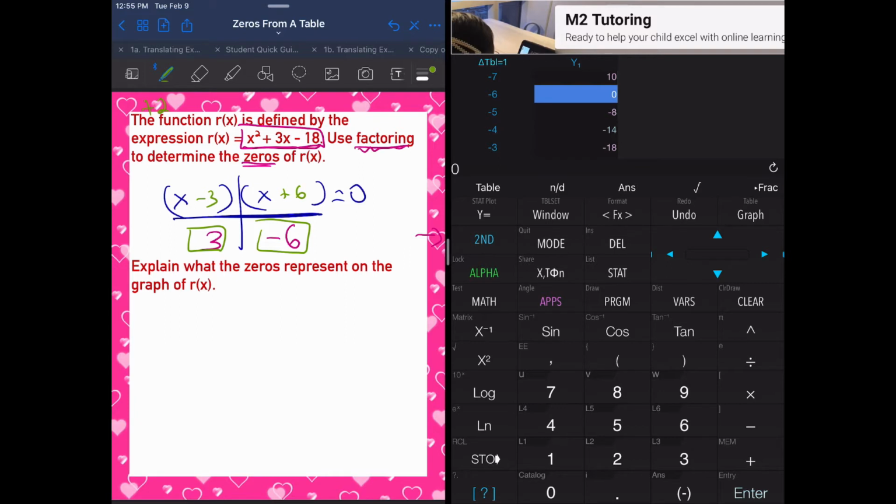For another 2 points, I want to explain what the zeros represent. That just sounds really complicated. Here's your go-to answer. 3 and -6 are the x values when, see if you can finish my sentence, when y equals 0.